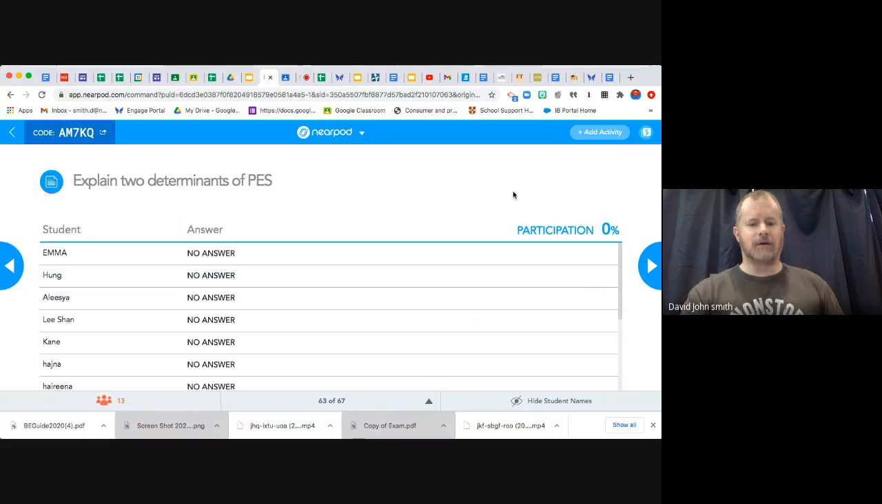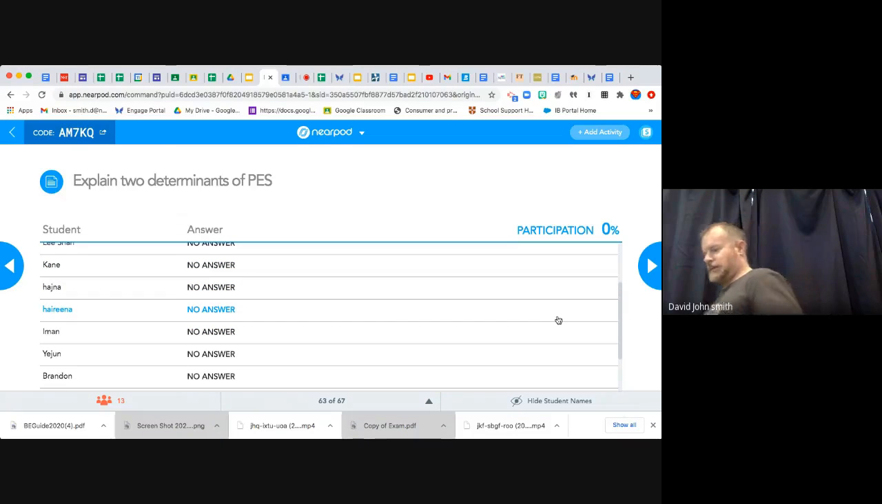Right? So have a go. See if you can explain two of them, please. There we go. You're going to do two determinants.